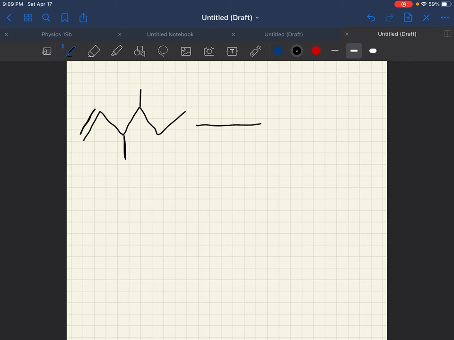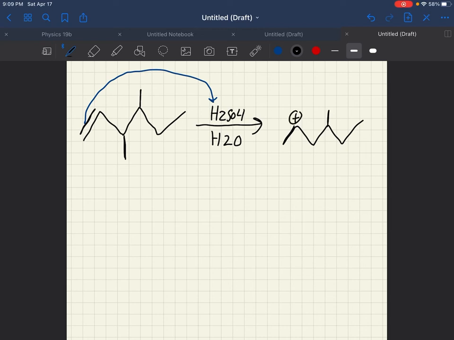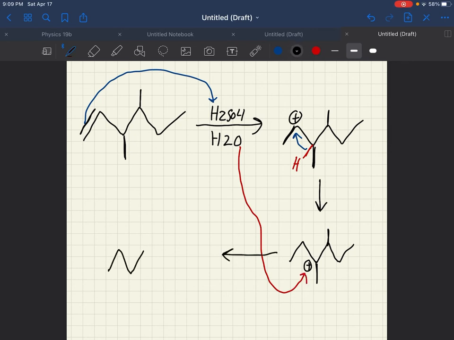And we're going to react this with H2SO4 and H2O. So once again, Markovnikov, come in and grab that hydrogen. Going to form this. And then we want the most stable carbocation. So this hydrogen is going to hydride shift up here. And then once that happens, the nucleophile would attack, and that would give us our final product.